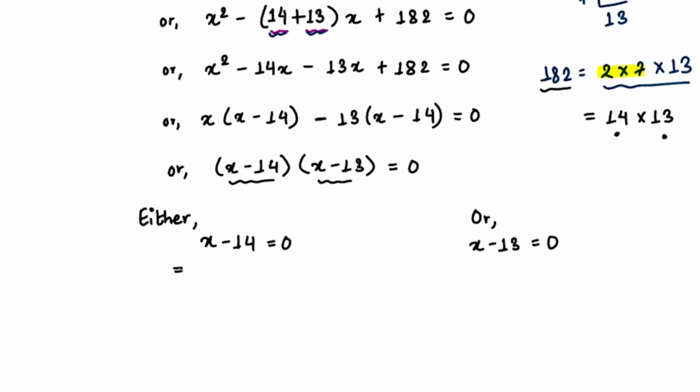So if x minus 14 equals to 0, then x is equal to, when that minus 14 goes to the other side, it becomes plus 14. Or if x minus 13 equals to 0, then x is equal to, when that minus 13 goes to the other side, it becomes plus 13. And done. We have found the two values of x again. So one of them is 14 and the next one is 13. And that's how you can solve any quadratic equations by using the factorization method.